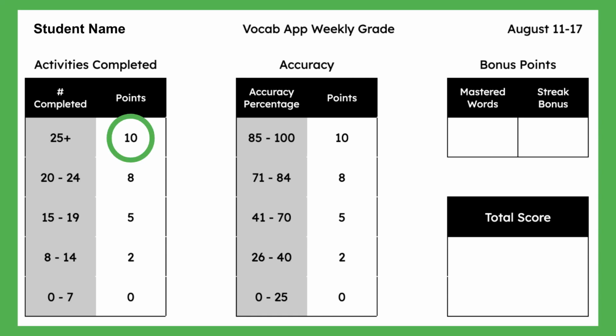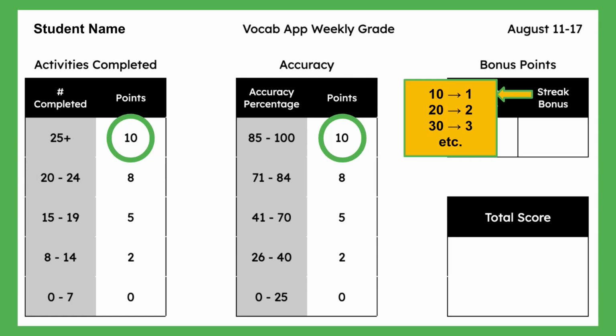For this one, the person got a streak bonus. They did really well. They did the number of activities they had to. They scored a very high accuracy percentage to score 10 points. And for the streak bonus, if you get 10 in a row correct, you get an additional bonus point.